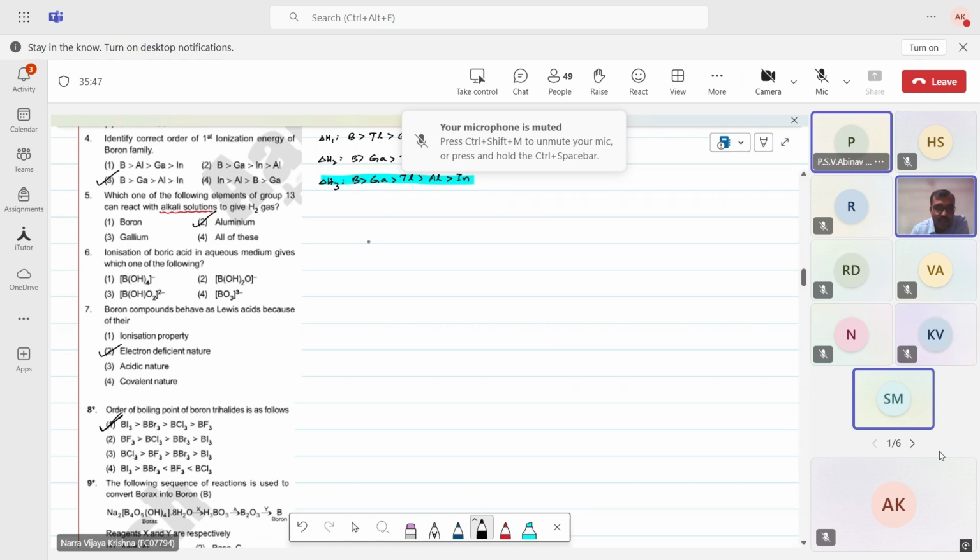You will get H2B4O7. That will hydrolyze to form boric acid, correct? Yes, sir. Right. And whether H3BO3 reacts with acid or B(OH)4 minus will react with acid. This is also an old JEE Mains question. B(OH)4 minus or H3BO3, among these two, which will react with acid?